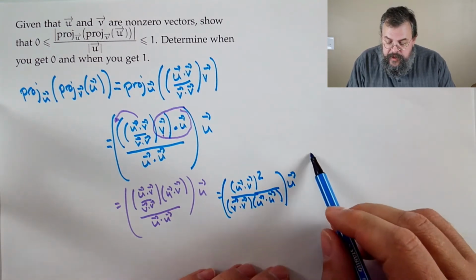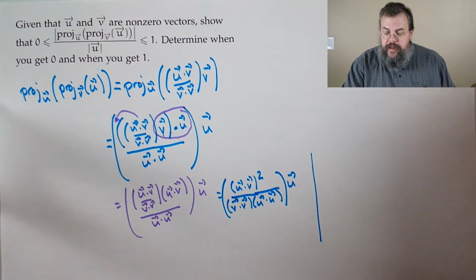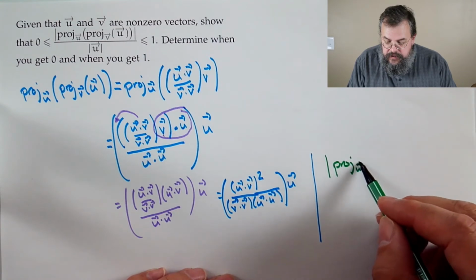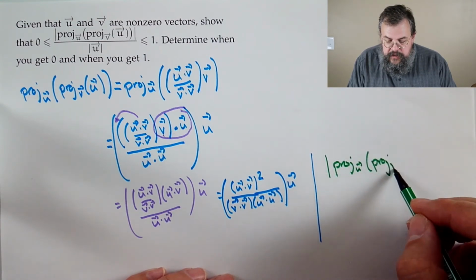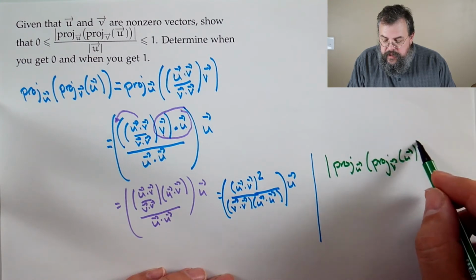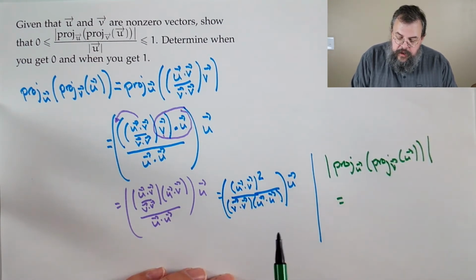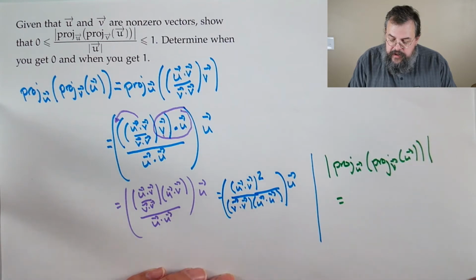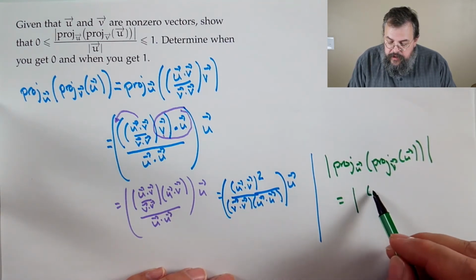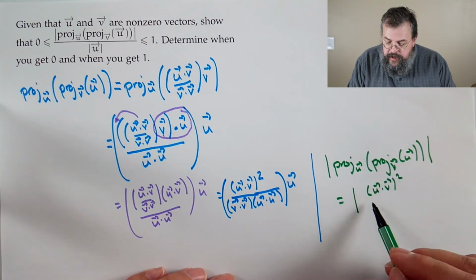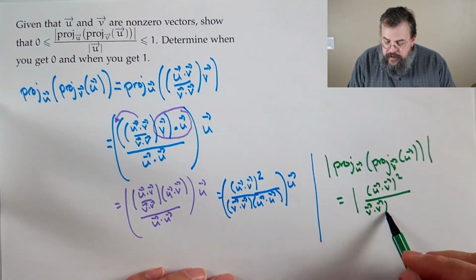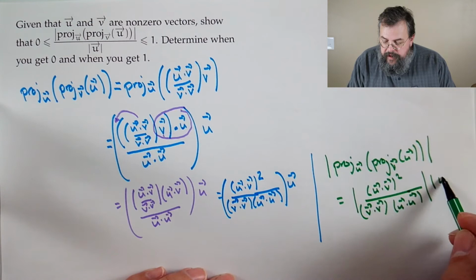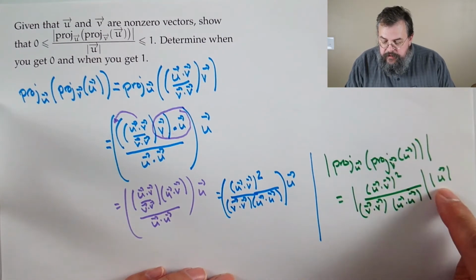So the next step we have is, what is the magnitude of this projection onto U of the projection onto V of U? Well, we take the magnitude of this expression, well, this is just a number, and times it by the magnitude of that vector. So we have the absolute value of U dot V squared over V dot V and U dot U, and then times the magnitude of the vector U. So this is a number, magnitude of a vector.